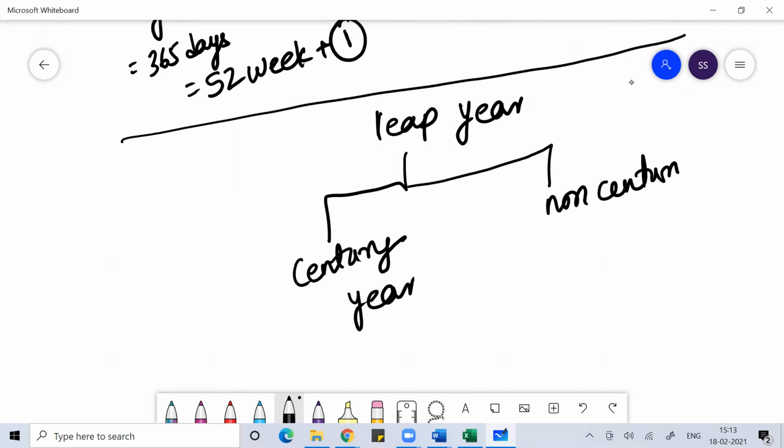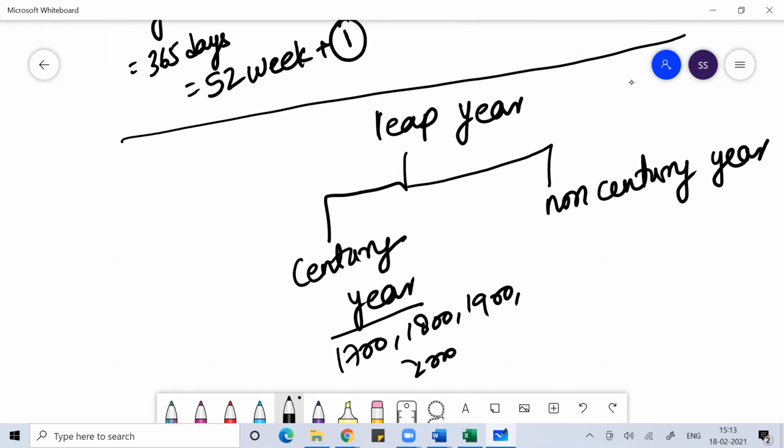Century years are those years which end with two zeros. So 1700, 1800, 1900, 2000, 1600. All the years which end with two zeros are called century years. And all the years which do not end with two zeros, any other year, we call non-century years. I think everyone understands the term century. Century means two zeros. So century years are those years which are divisible by 100. If you want a mathematical explanation, non-century years are those years which are not divisible by 100.